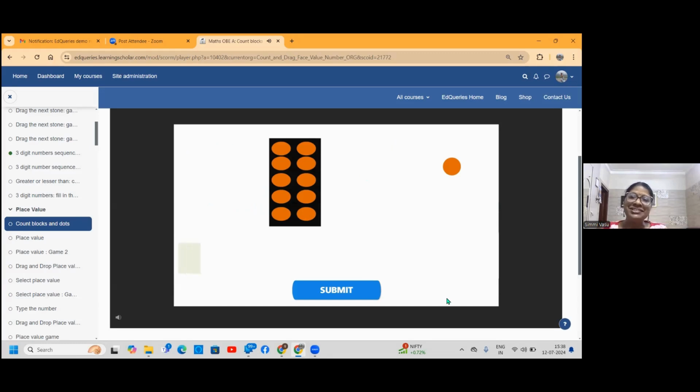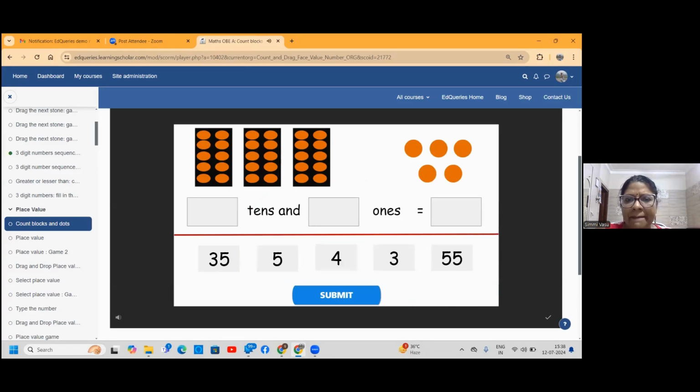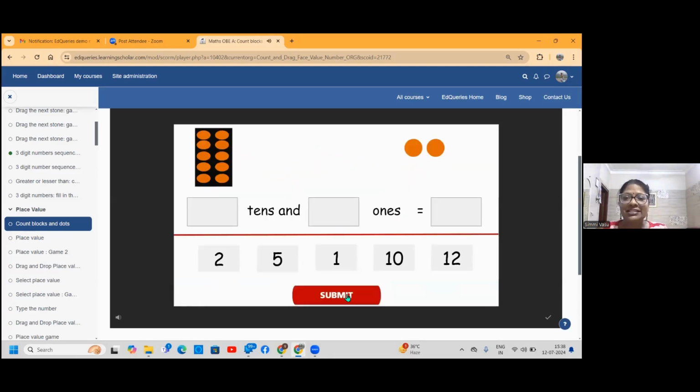Then fill the blanks. So the game first explains tens and ones. Then type the number. It is explaining so well, right? Now let's do one. So we have 3 tens and we have 5 ones, which makes the answer 35. Well done, right? You're getting a star. So you have 1 ten, or maybe, okay, I'll deliberately go wrong and I'll just put this.